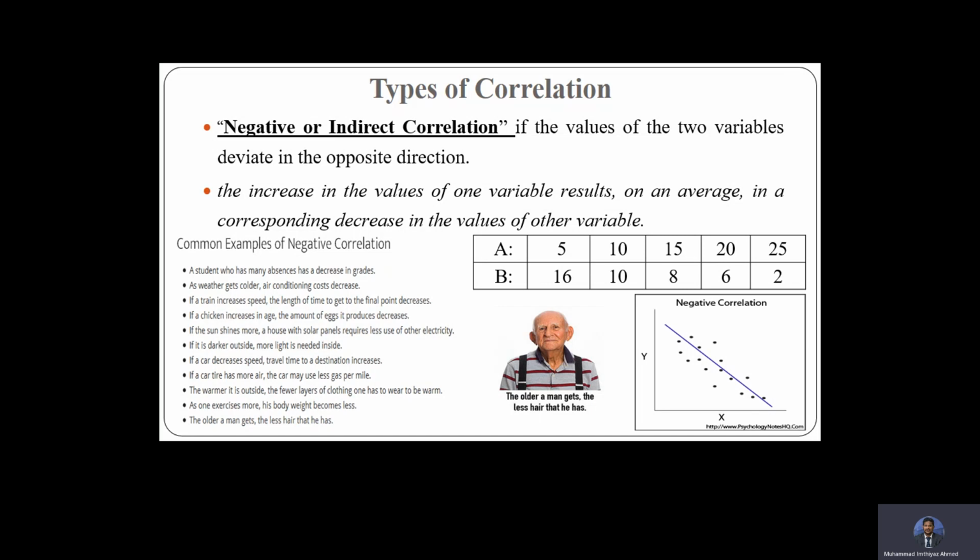What is this called? Negative, or indirect correlation. So when both sides increase, it is positive. One variable increases, one variable decreases is negative. So this is the point you have to keep in mind. Okay? When you draw positive, it will increase. When you draw negative, it will slide down. Whatever variable you are trying to correlate, this is what will happen.